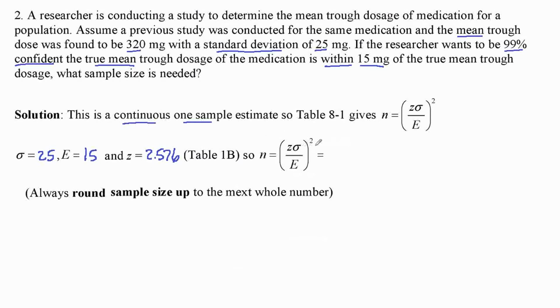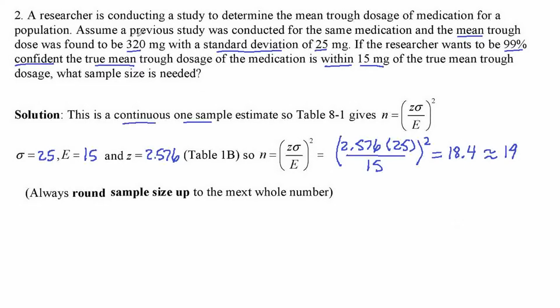So we do those substitutions. So z is 2.576. Standard deviation is 25. Our margin of error in the denominator is 15. That whole quantity gets squared. If you plug that into the calculator, you will get about 18.4. And we always round sample sizes up. So this will round up to 19 because you can't have 4/10 of an individual in your trial. So 19 individuals here are needed to get that 15 milligram tolerance margin of error there.